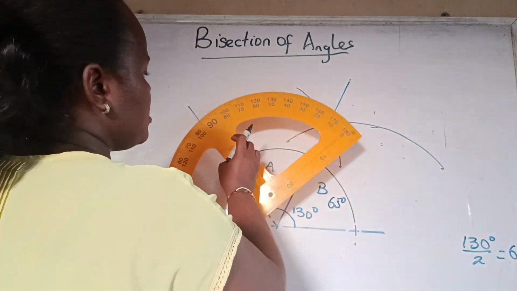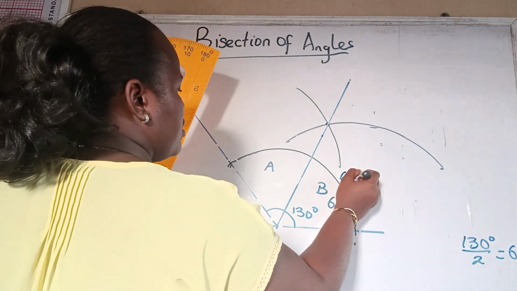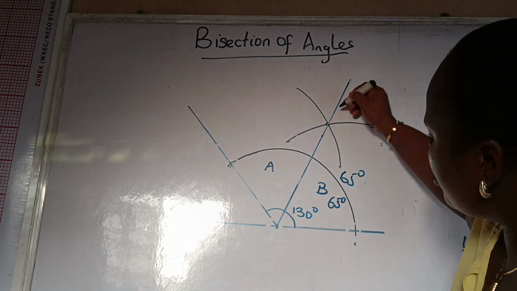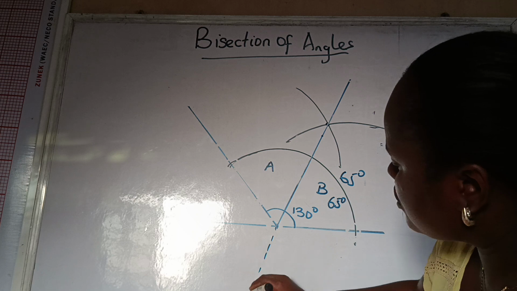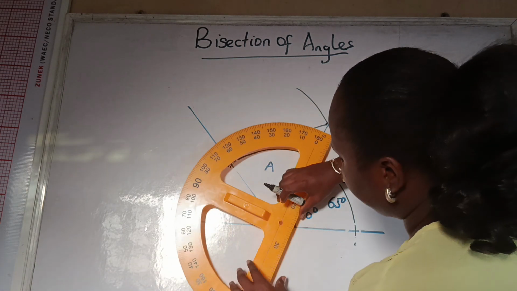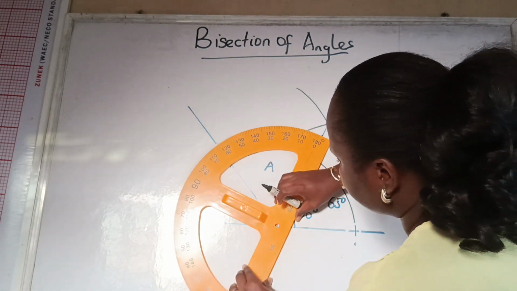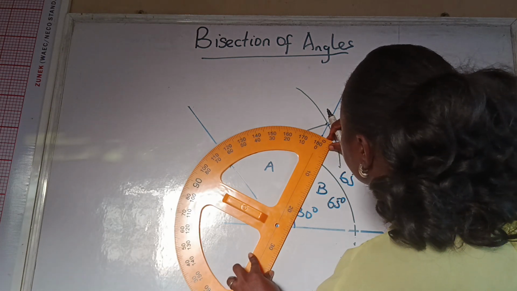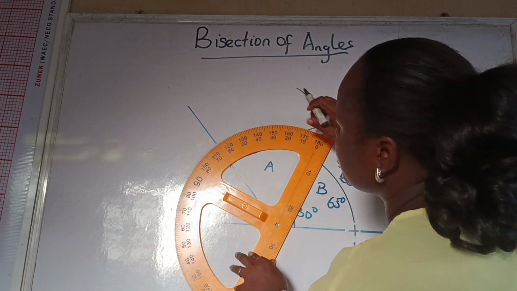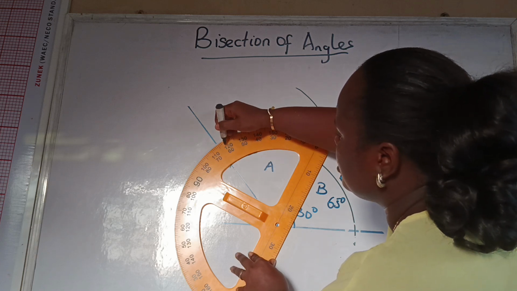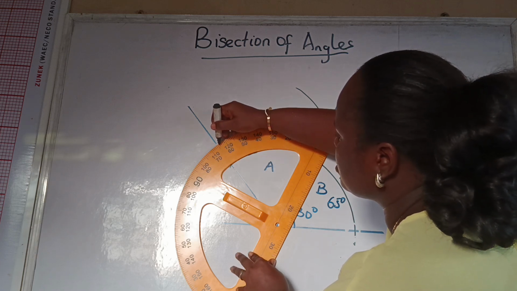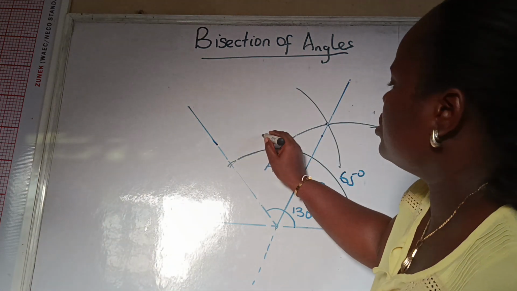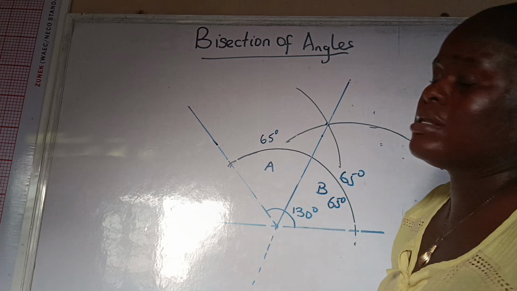Now let's check this part. So here is 65 degrees. To measure this angle, place your protractor at the origin and follow the direction of this straight line. And check. It's still 65. See, 60, 61, 62, 63, 64, 65. So this is 65. So angle A2 is 65 degrees.